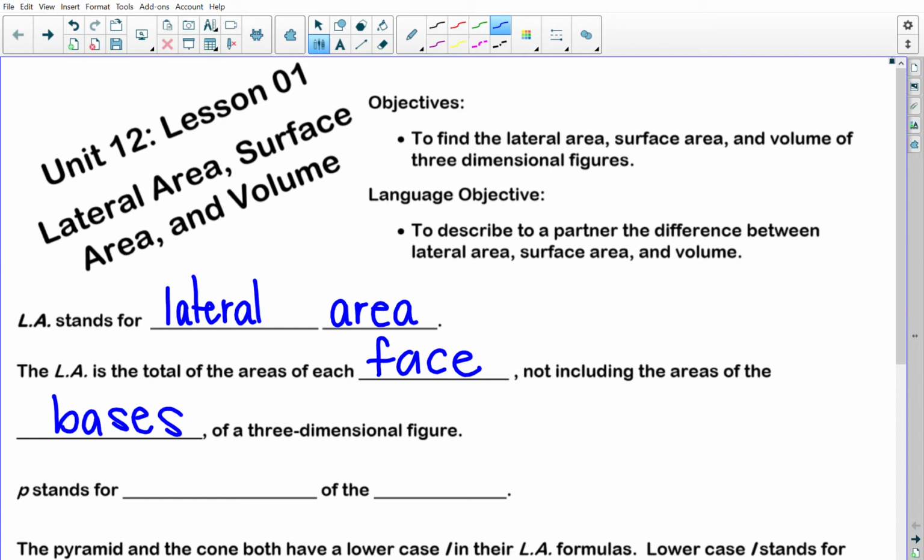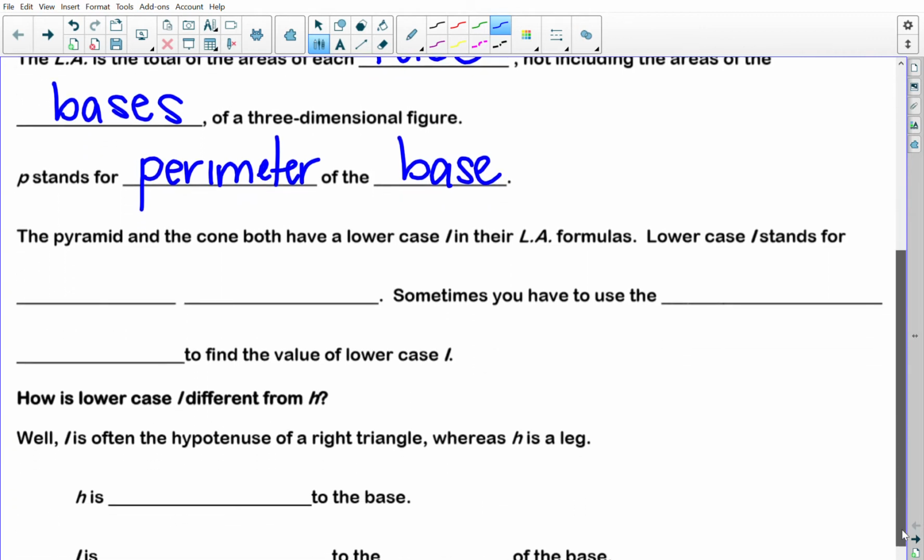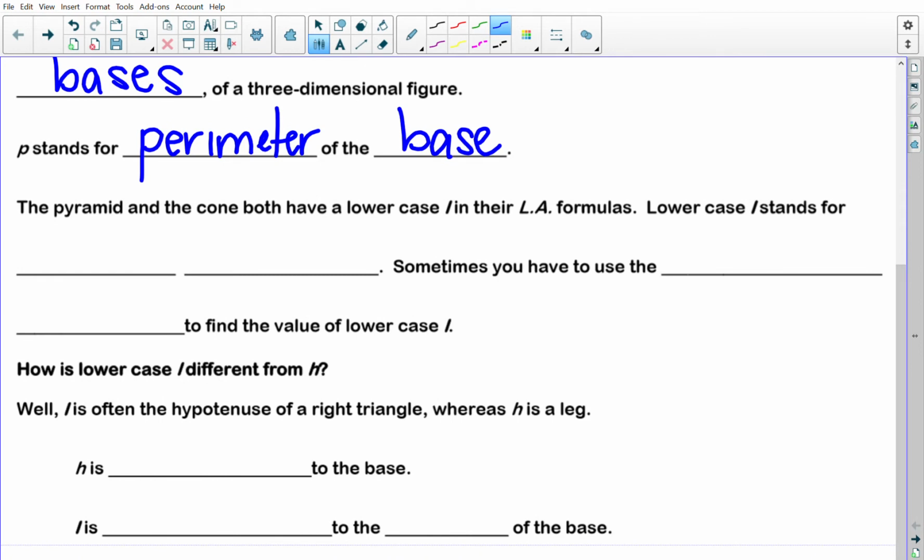Sometimes in these formulas you will see a P, and that stands for the perimeter of the base. So we've already talked about big B, the area of the base. Here we're talking about the perimeter of the base. And the pyramid and cone both have a lowercase l in their lateral area formulas. Lowercase l stands for slant height. And sometimes you'll have to use the Pythagorean theorem to find it.